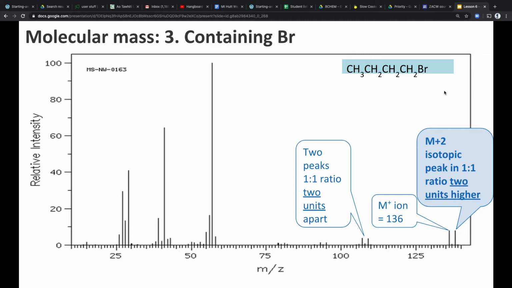Heavier carbon? Yeah, just heavier carbon, C13, right? So this little blip is just caused by a bromine 79 fragment having a C13 carbon.